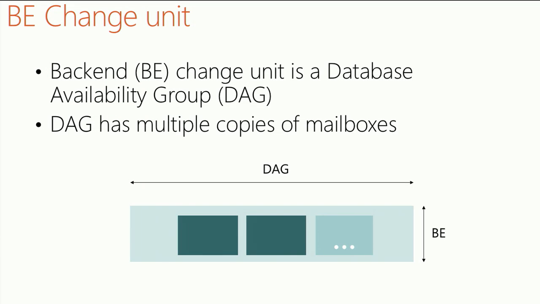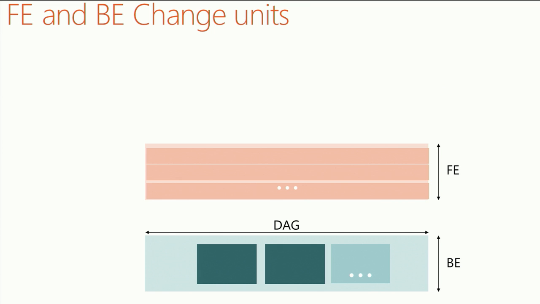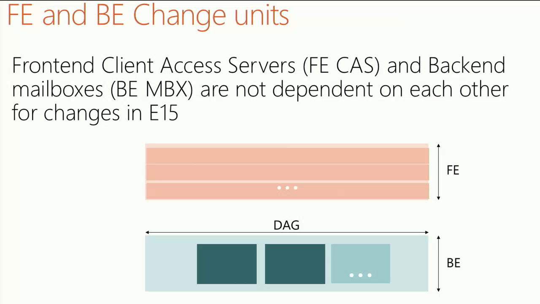So let's talk about how we roll out the change. Here is a backend change unit. Many people know that the change unit is a DAG. The DAG has multiple copies of the mailboxes. And for a front end, it's basically a capacity unit which you can safely take out of rotation, make whatever change you want, and put it back without impacting availability. The interesting thing is that in E15, the front-end CAS boxes and back-end mailboxes are not associated with each other. They can go in parallel. This gives us the capability to run the changes on these two server roles independently.